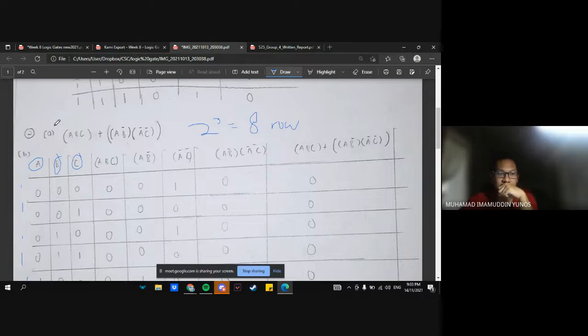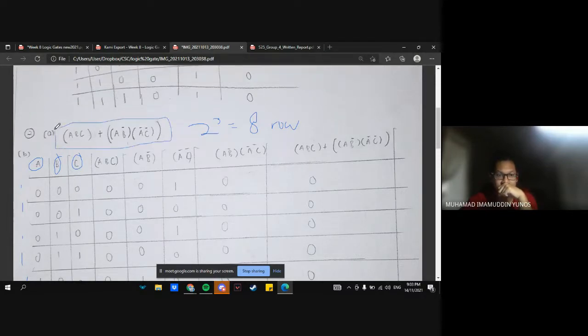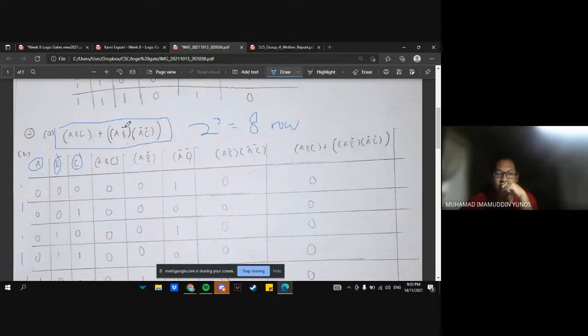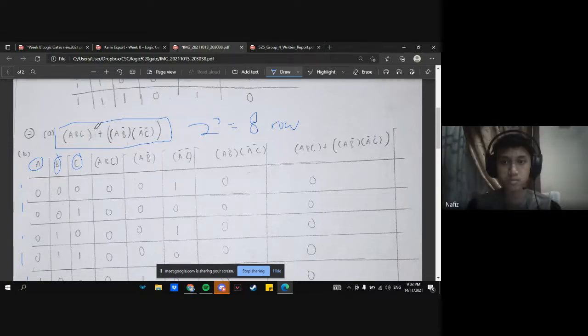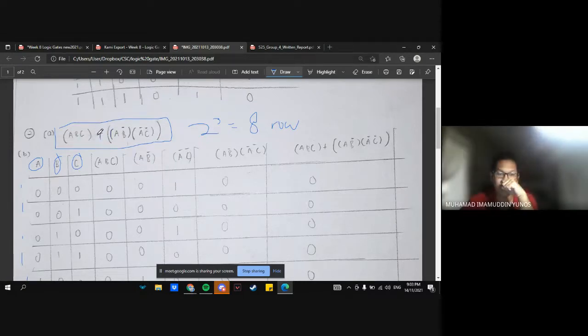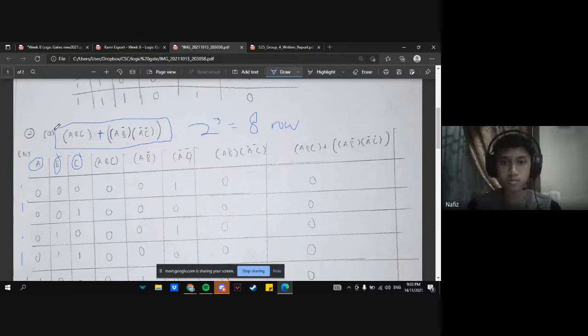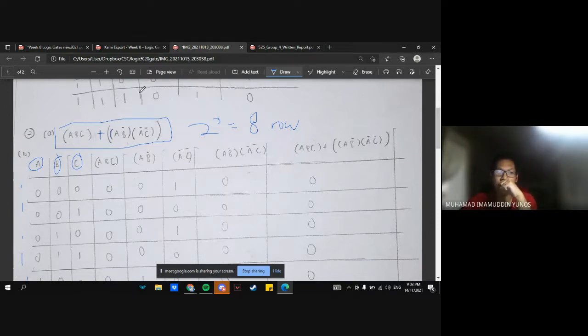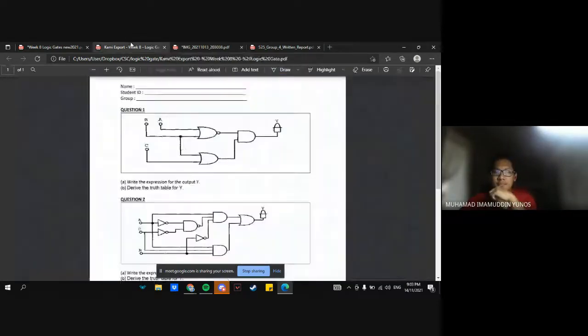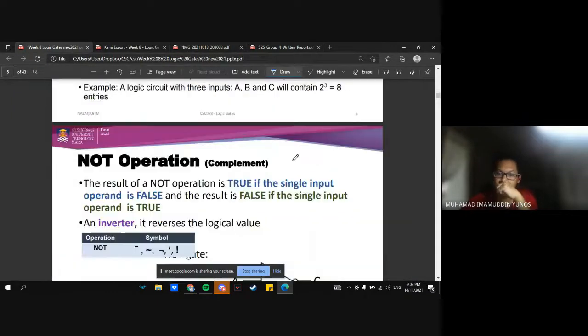And as you can see here, A, B, C plus A, not B, and the symbol times here means that it is AND, and the symbol plus here means that it is OR. And this is algebra, or Boolean algebra. Okay, back to the slide.